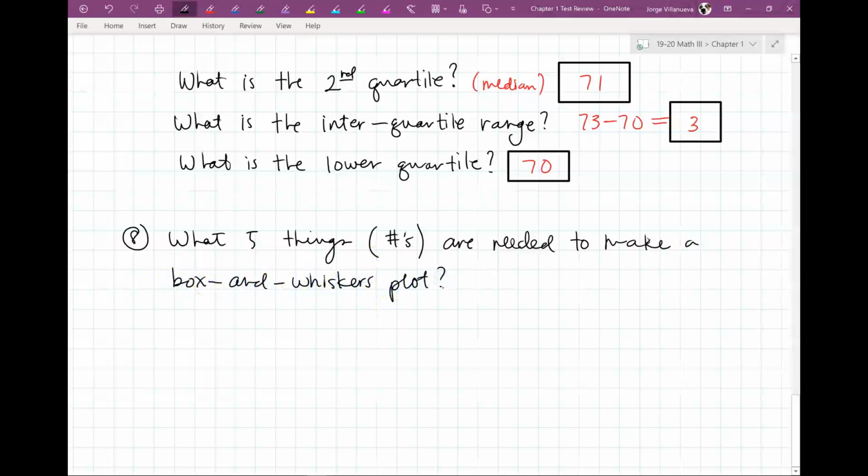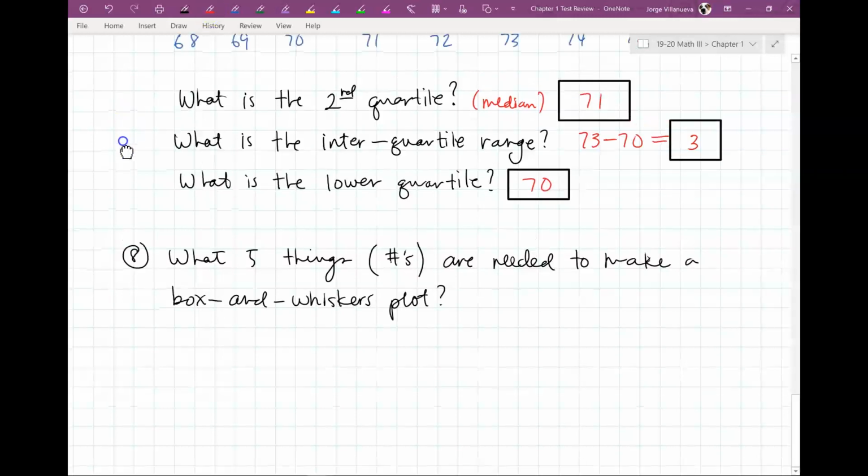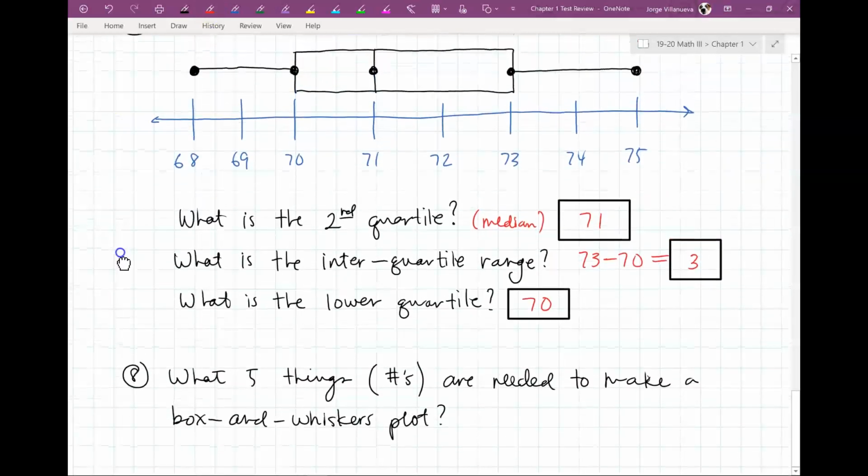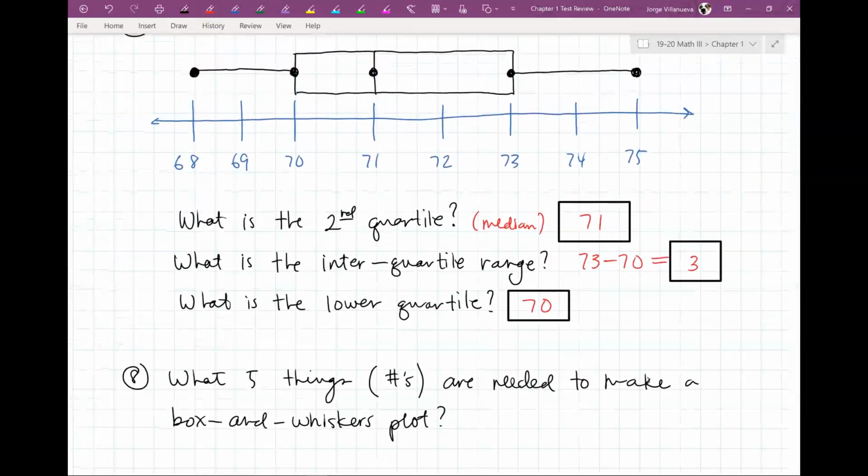Now, in the multiple choice test, they are going to give you 4 options that you can pick from. They might say like range, you need min, you need max, etc. So you got to pick the right one. But what are the 5 things you need? I'll kind of show you the picture up here. What are the 5 pieces of information that you need in order to draw one of these things?